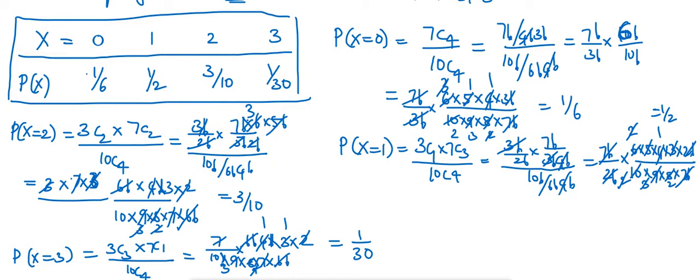So the probabilities are 1 by 6, 1 by 2, 3 by 10, and 1 by 30. This is the probability distribution table that they are asking for.